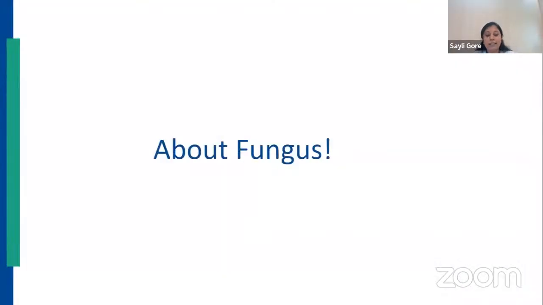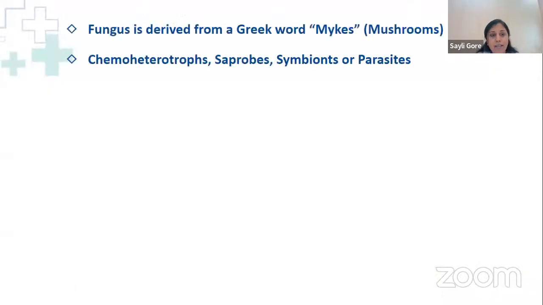So, what exactly is a fungus? This word is derived from a Greek word, mykes, which means mushroom. They are chemoheterotrophs. That means they live on plants or organic substances, whether living or dead, for their survival. They are saprobes, that is, they live on dead materials. They are symbionts. Symbionts are the ones that benefit the organisms they live with in close proximity. And then they are also parasites that can cause deadly infections to patients.